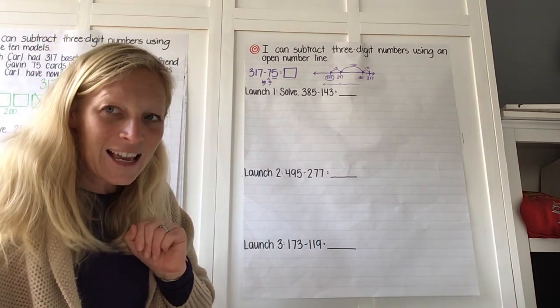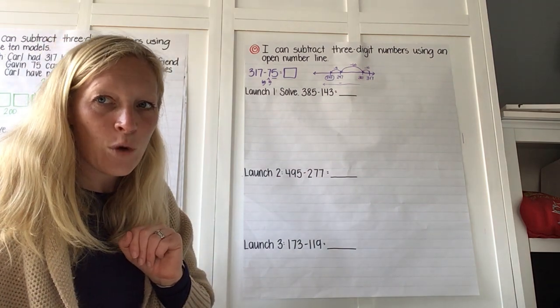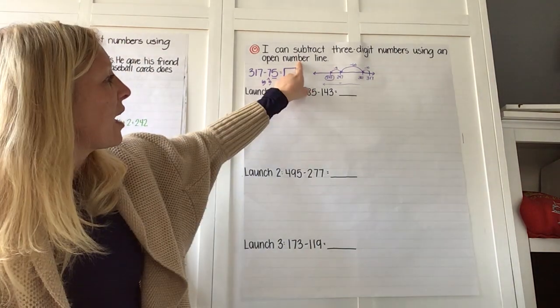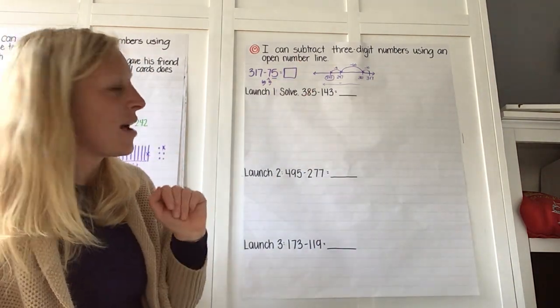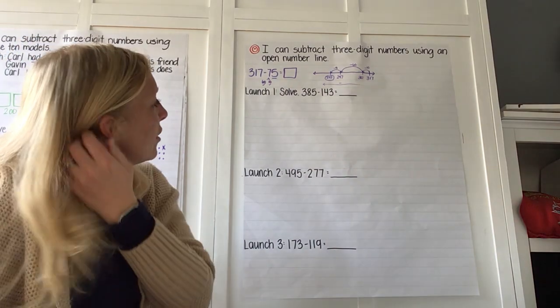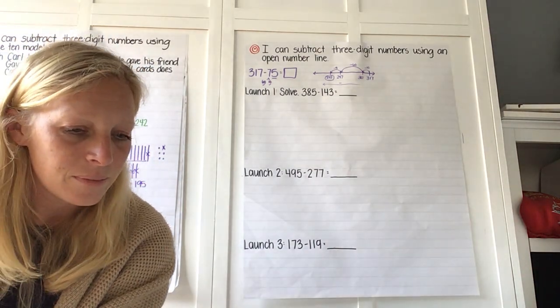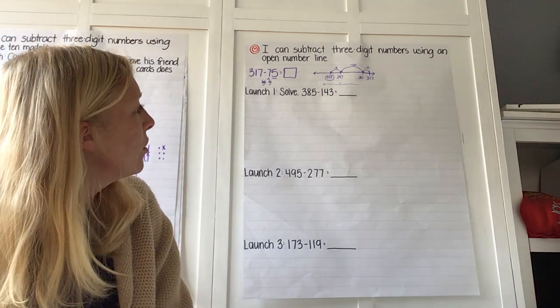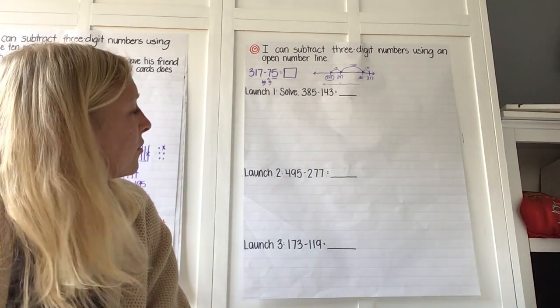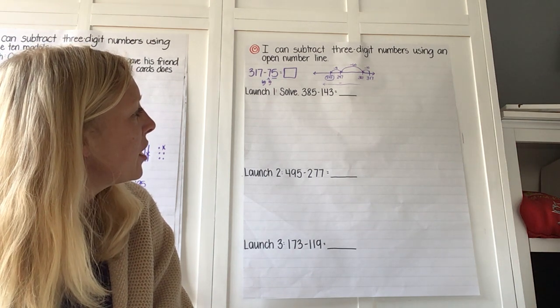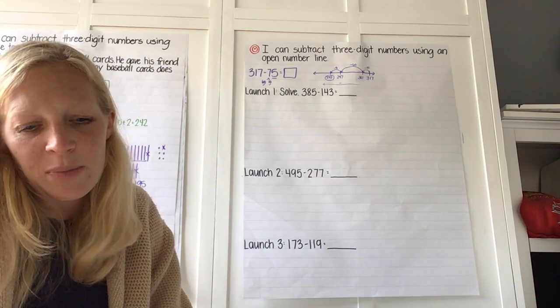385, take away 143. Show me how you might use an open number line to solve 385, take away 143. Where are you going to start on that number line? Where is your 385? How will you take away 143? What will your jumps be?